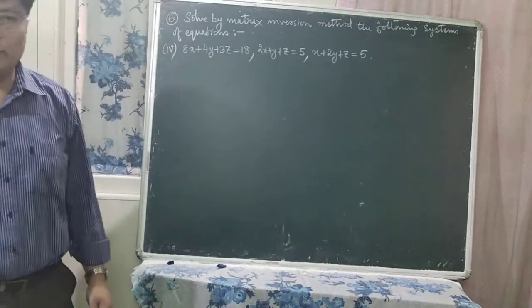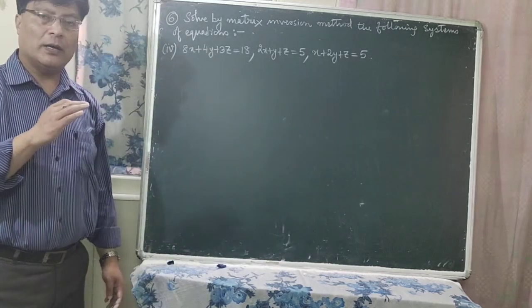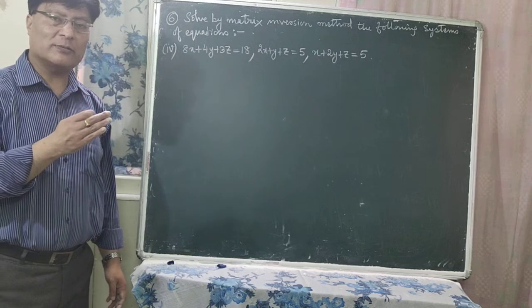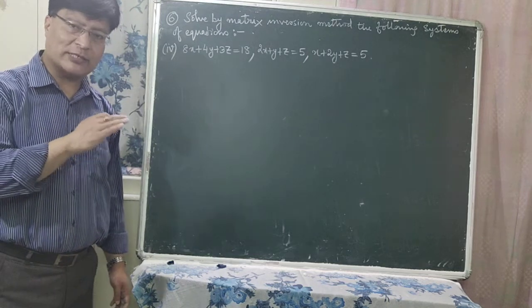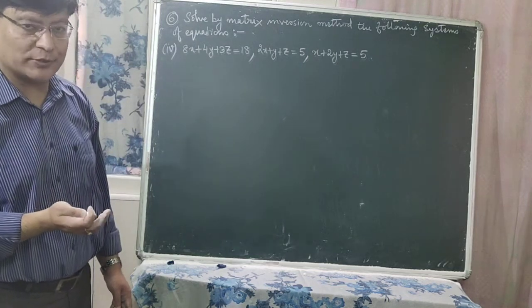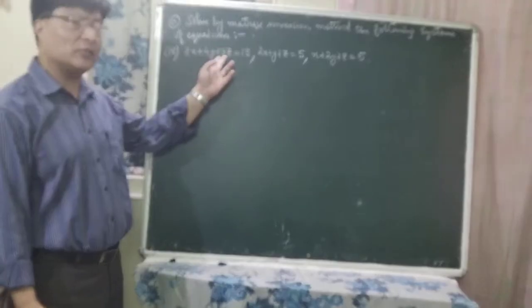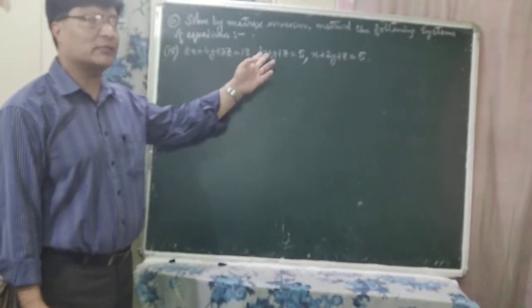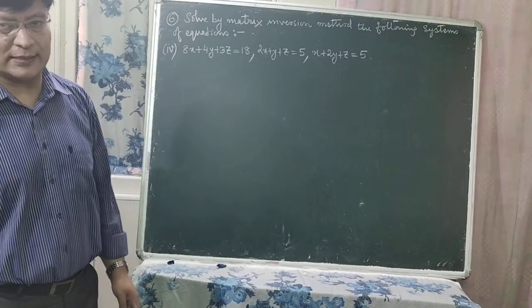So I already told you that when the constant term is on the left hand side, you take that constant term to the right hand side always. So in this case, in this equation, all the constant terms are on the right hand side.